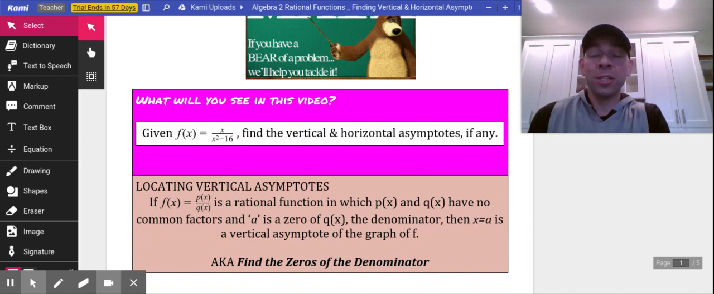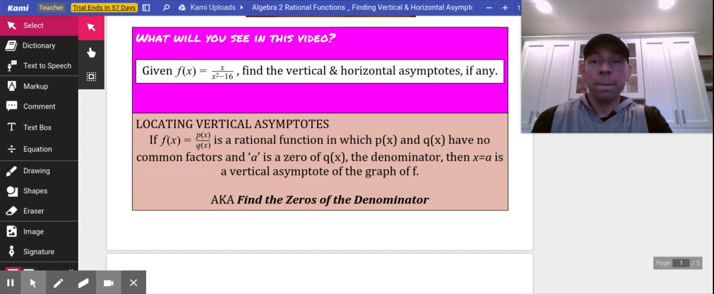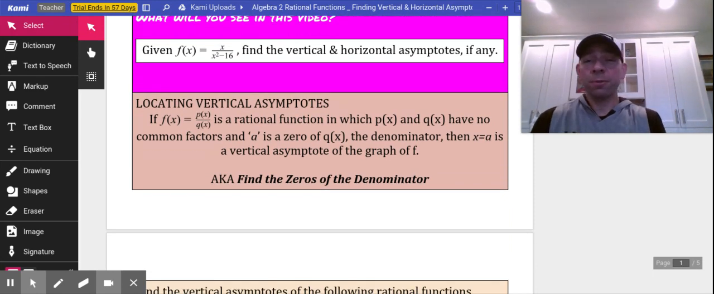So we're going to be given a function like f of x equals x divided by the quantity x squared minus 16. And we're going to try to find the equation of all the vertical and horizontal asymptotes, if there are any. Again, there's no guarantee that a rational function has to have a vertical or horizontal asymptote. So we're going to focus first on verticals.